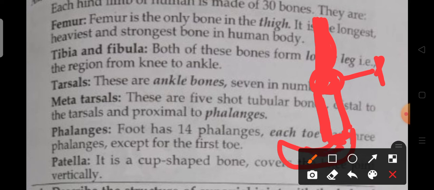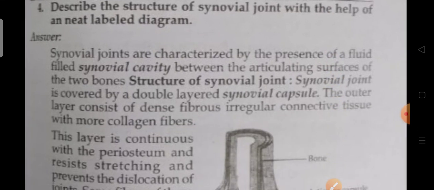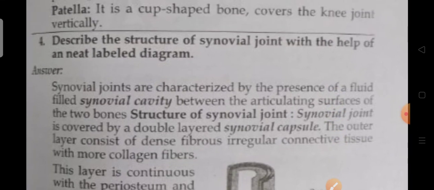Metatarsals, 5 short tubular bones. This one is phalanges. The foot has 14 phalanges. Each toe has 3 phalanges except for the first toe. Next, the patella. It's a cup shaped bone that covers the knee joint vertically. It's clear?